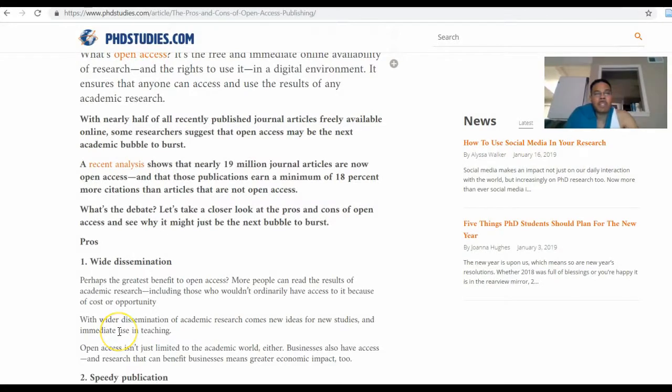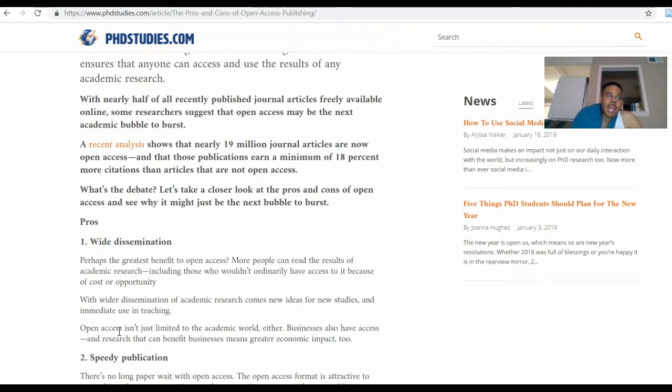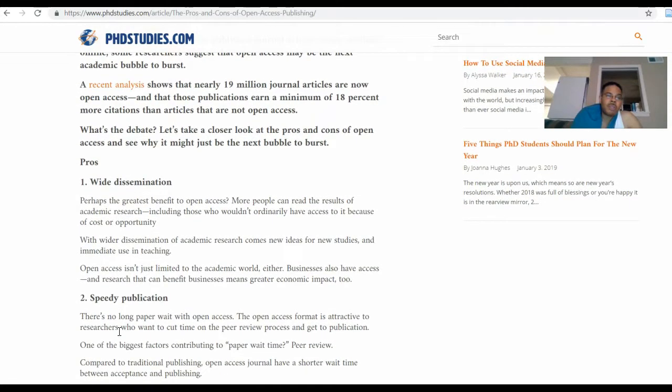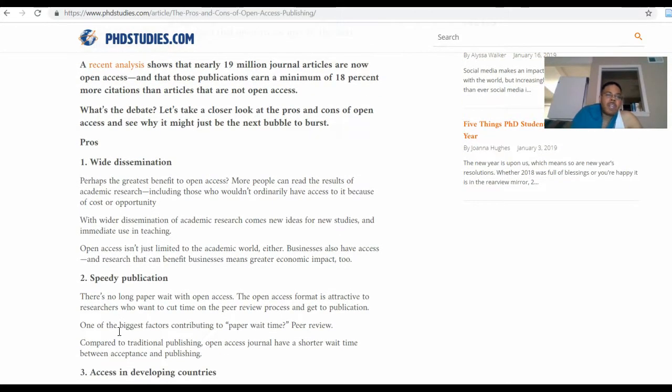Let me get back into the minimals here. With wider dissemination of academic research comes new ideas for new studies and immediate use in teaching. And again, that has international implications. Open access isn't just limited to the academic world either. Businesses may benefit, and that can create economic impact.